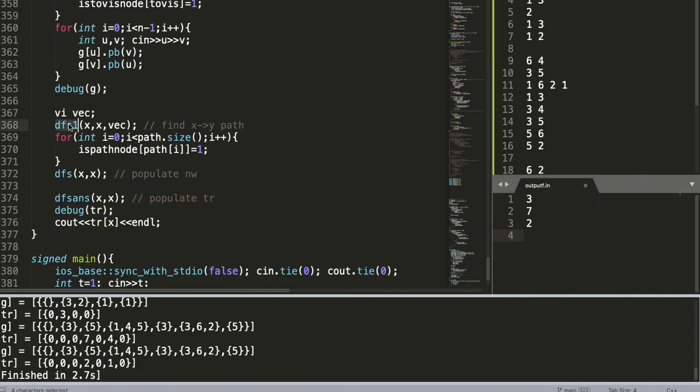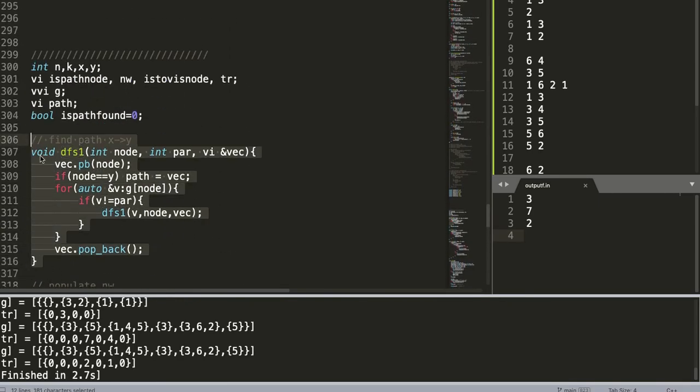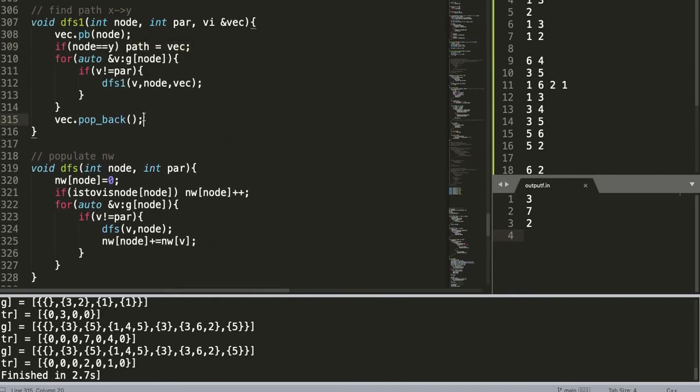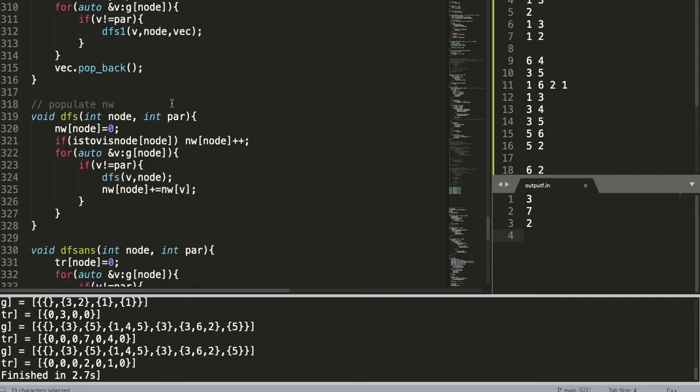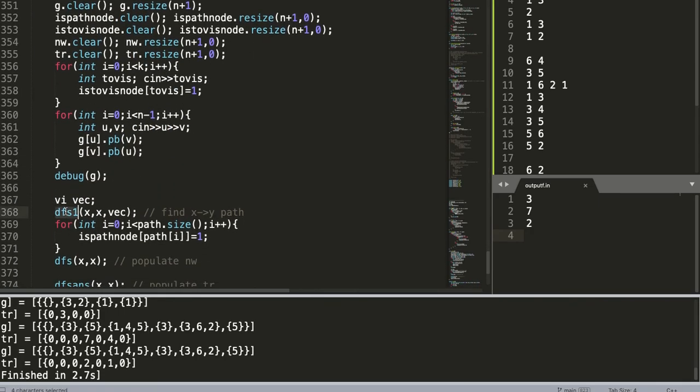First of all, we do a DFS1 to find the path from x to y. With DFS1, when y is encountered, we store the path from x to y. That's it. We use the push back and pop back method, which is the method to maintain the path from the root to the current node. So DFS1 does this.